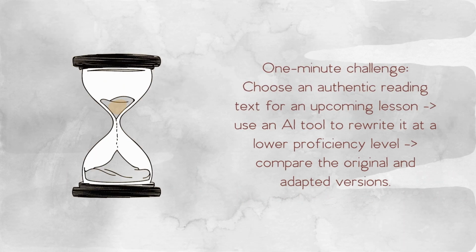Here's your 1-minute challenge. Choose an authentic reading text for an upcoming lesson. Use an AI tool to rewrite it at a lower proficiency level. Then compare the original and adapted versions.